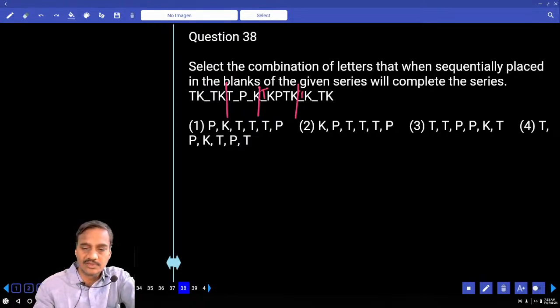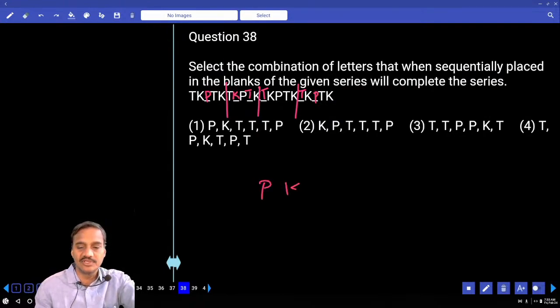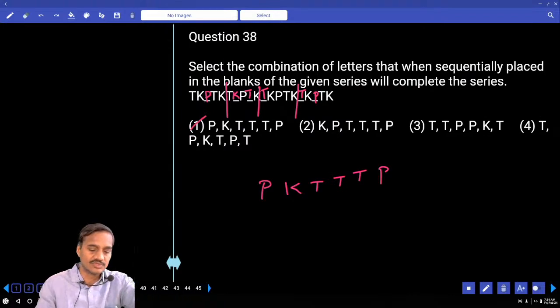TK, TK. Now T and K, next P is the middle letter, TKP, TK. Now TKP, TK, and so on. And what are the letters that are missing? PK, TT, TP. Choice 1. 38, it is choice 1.